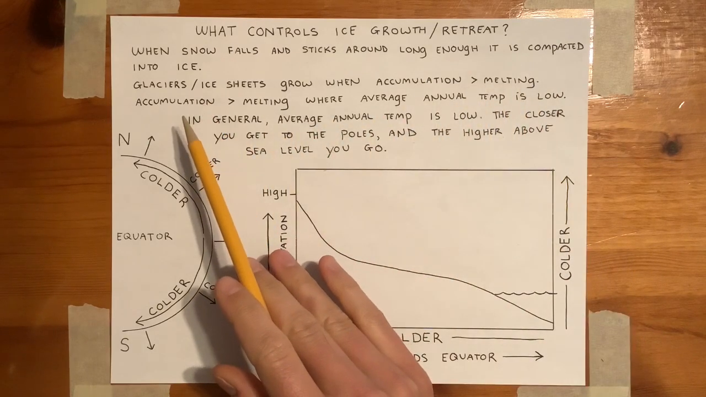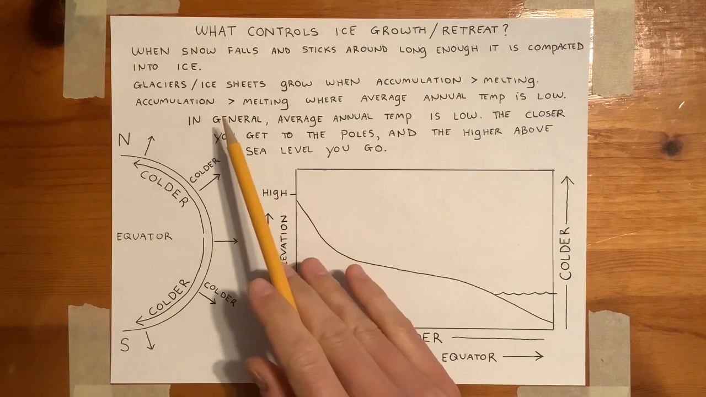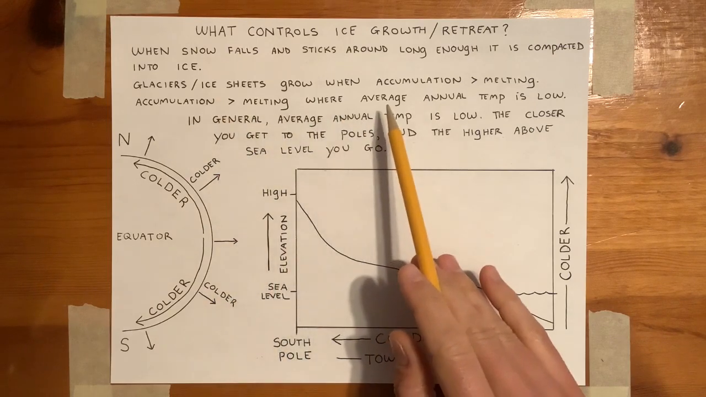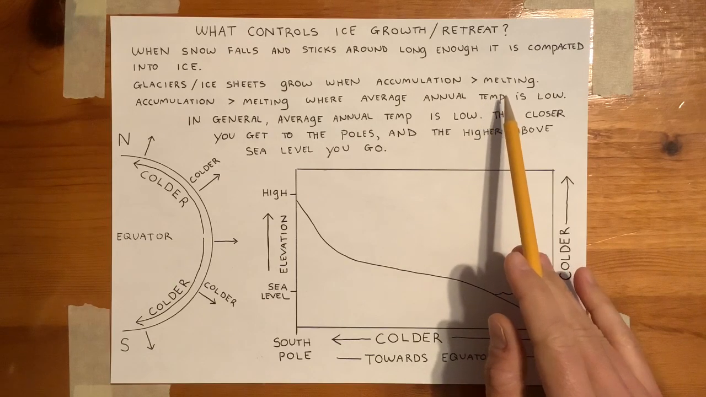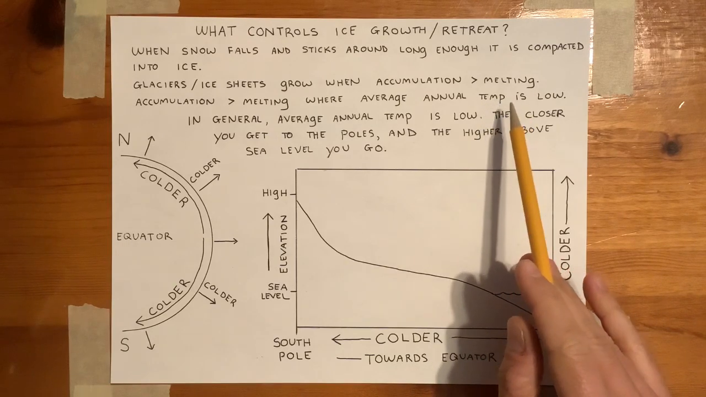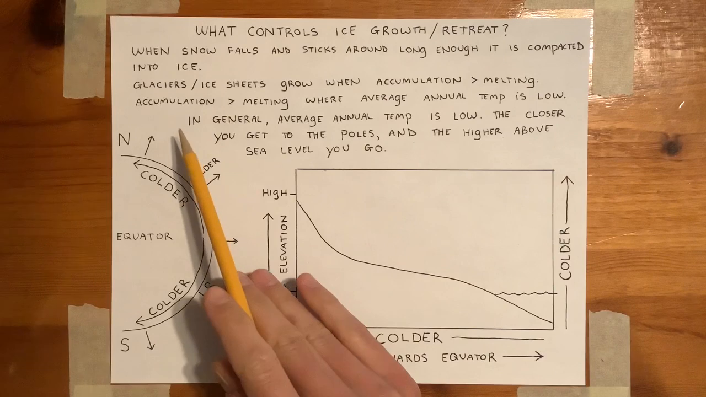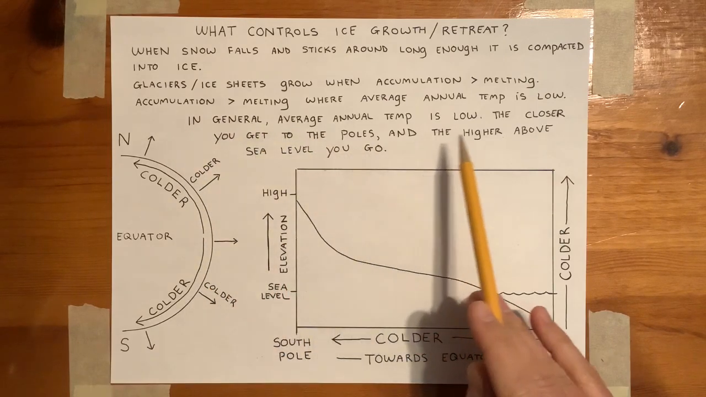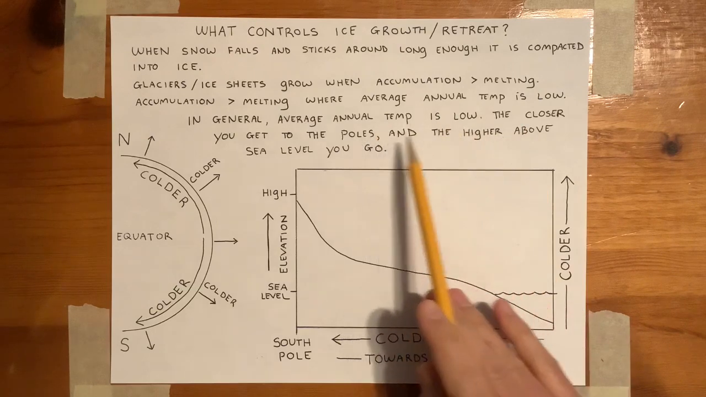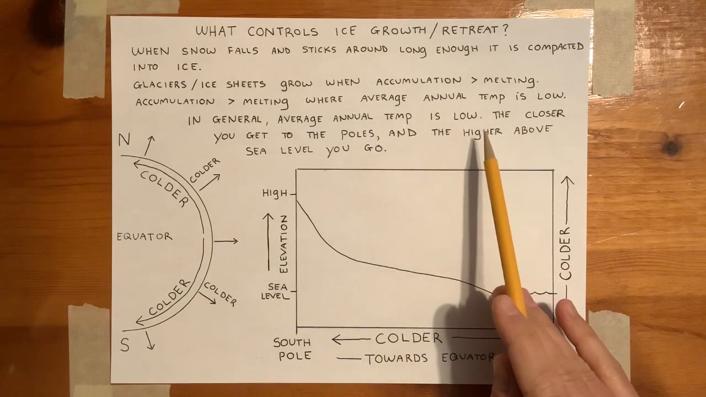So glaciers and ice sheets are able to grow when the accumulation of snow and turning into ice is greater than the amount that's lost due to melting. Pretty simple. Now, places where accumulation is greater than melting are places where the average annual temperature is low. That's the average annual temperature.